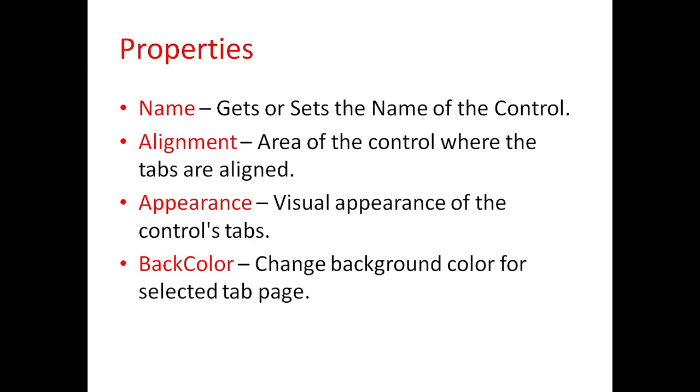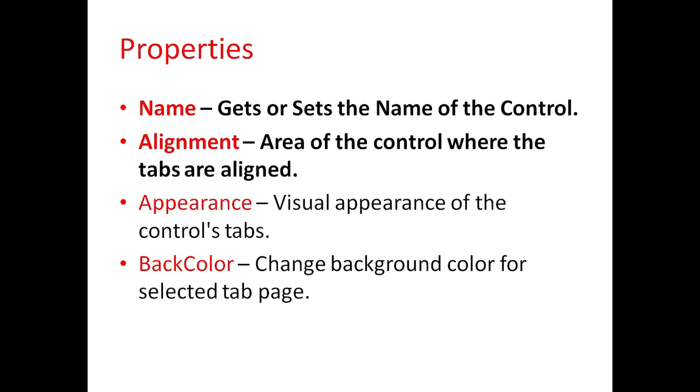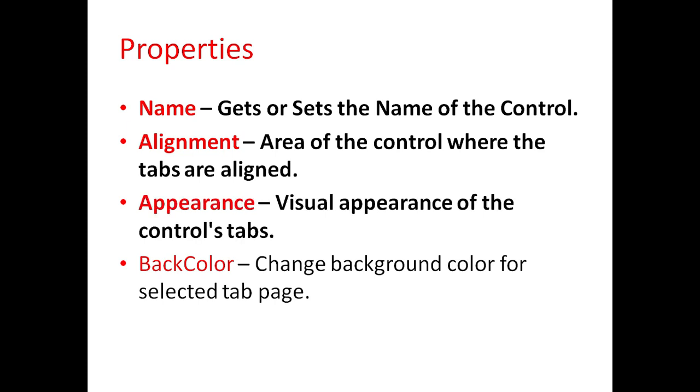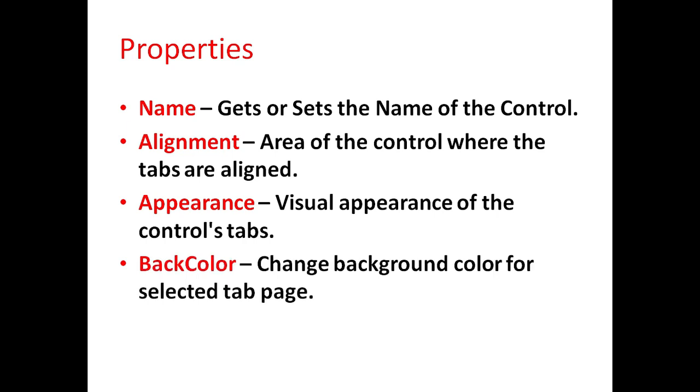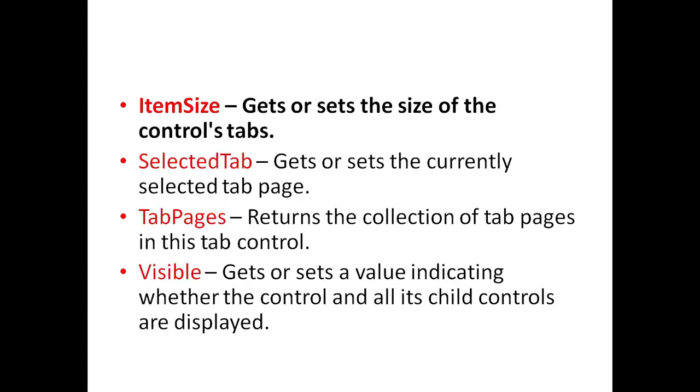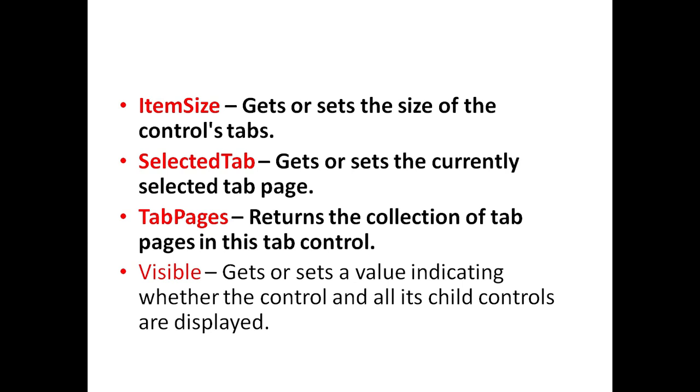Different properties for tab controls are: name, which is used to get or set the name of the control. Alignment property sets the area of control where the tabs are aligned. Appearance property sets the visual appearance of the control's tab. Backcolor property changes the background color for a selected tab page. Item size property is used to get or set the size of the control's tab. Selected tab property is used to get or set the currently selected tab page. Tab pages property returns the collection of tab pages in this tab control.